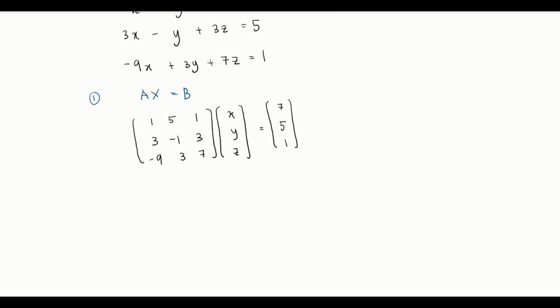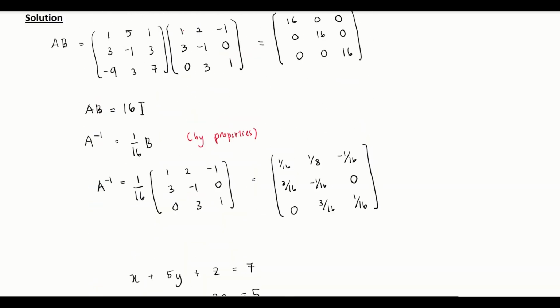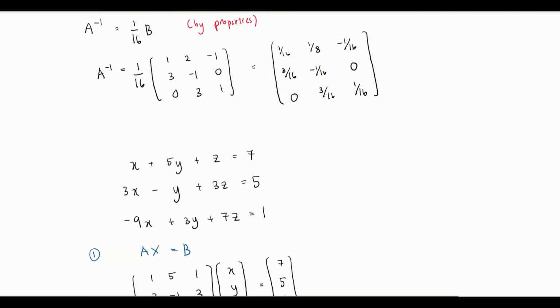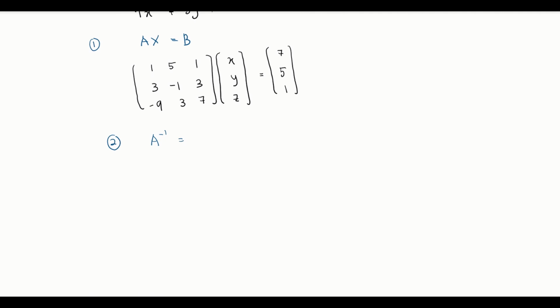So A here is the same as the A in the previous part of the question. To solve this, the second step is we need A inverse. Since we already know A inverse from the previous part, we just use that. We don't have to use the adjoint method to find the inverse. A inverse is 1 over 16, 1, 2, negative 1, 3, negative 1, 0, 0, 3, 1. I separate the constant because it's easier to multiply later. So this is A inverse.